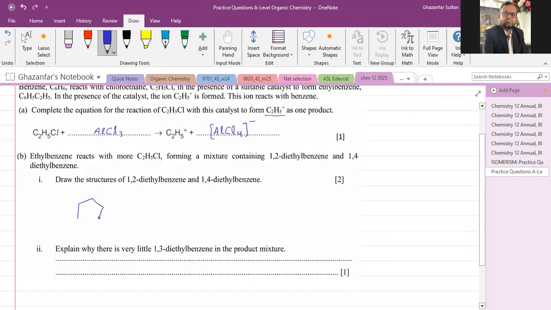So if an ethyl group is substituted here, CH2CH3. For 1,2-diethylbenzene, another ethyl would be there. So this is 1,2-diethylbenzene. And for 1,4-diethylbenzene, you can draw here. This is the benzene ring. First ethyl is here, and another on the fourth position: 1, 2, 3, 4.